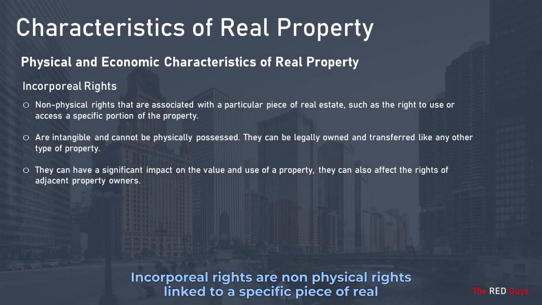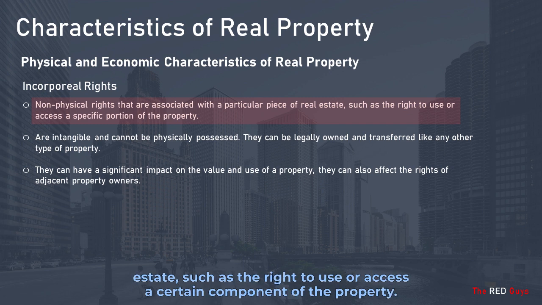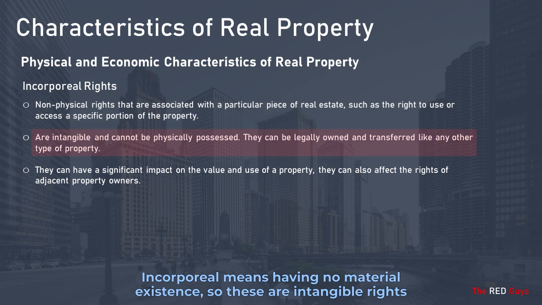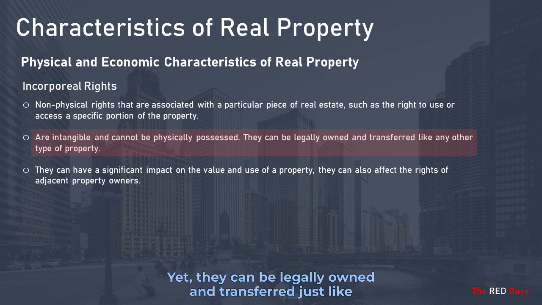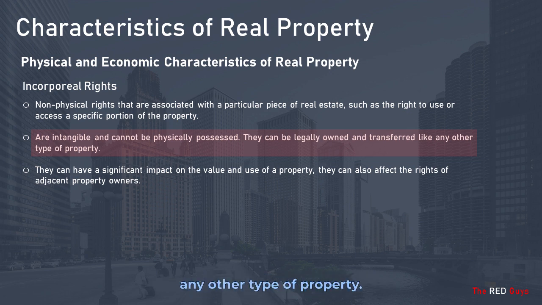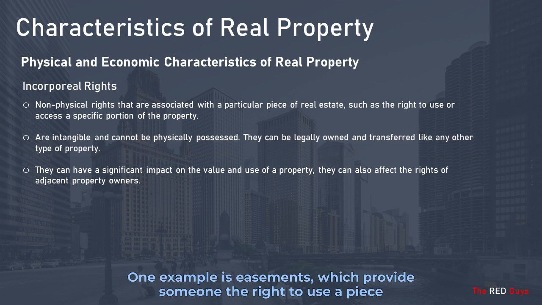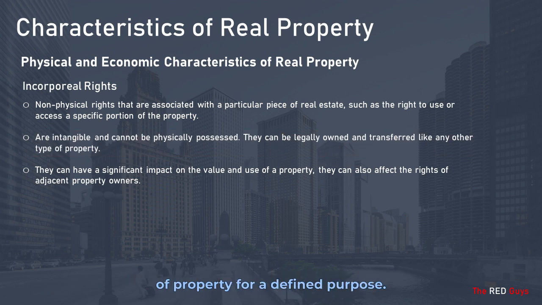Corporeal rights are non-physical rights linked to a specific piece of real estate, such as the right to use or access a certain component of the property. Incorporeal means having no material existence, so these are intangible rights that cannot be physically possessed, yet they can be legally owned and transferred just like any other type of property. One example is easements, which provide someone the right to use a piece of property for a defined purpose.